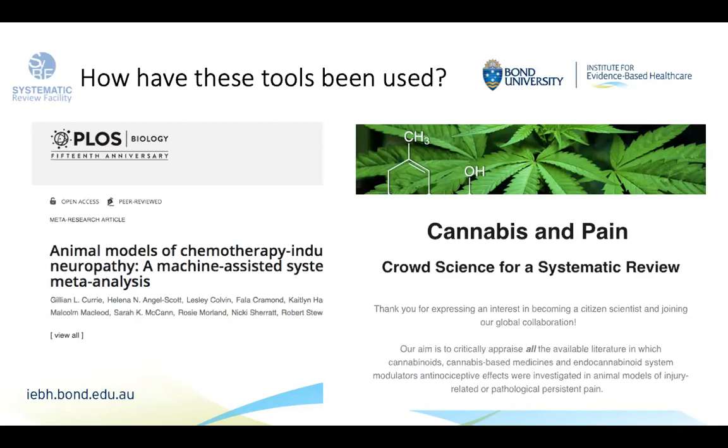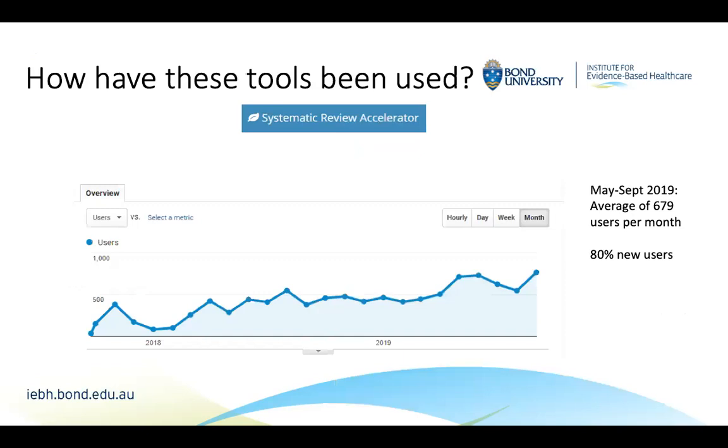And at Bond, we have been developing these tools for a number of years, and the usage is great. For the past 5 months, we've got about 700 new users per month, so that's great. All the tools are free to use, and there are help guides and documentation available. It's all on GitHub as well, with a standard MIT license.